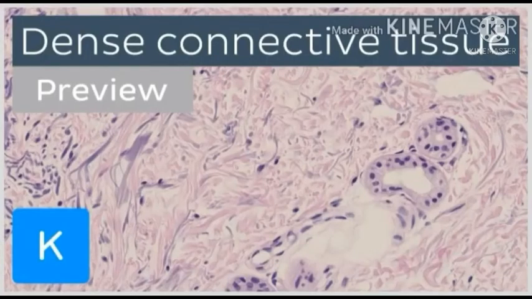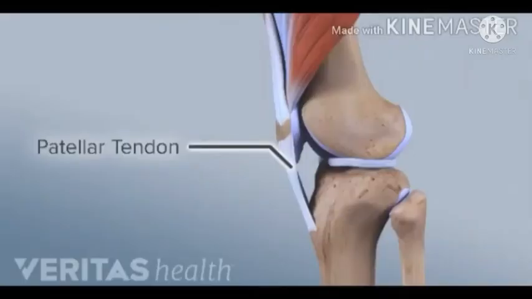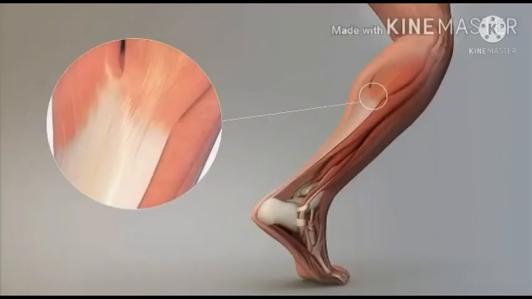Now, let's see about dense connective tissue. It is a fibrous connective tissue densely packed with fibers and fibroblasts. It is the principal component of tendons and ligaments. Tendons are cord-like strong structures that join skeletal muscles to bones. Tendons have great strength and limited flexibility.